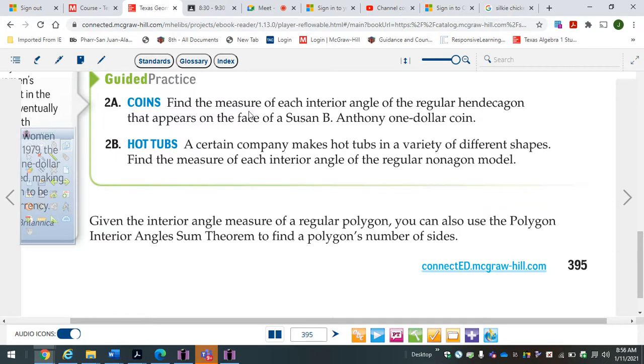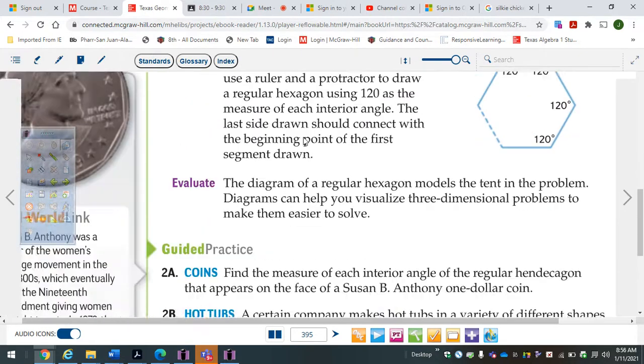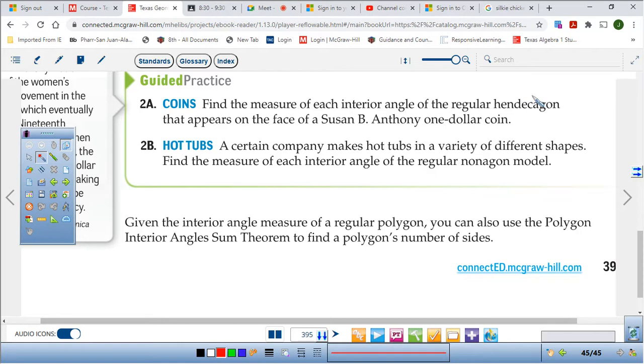Coins. Find the measure of each interior angle of the regular Heptagon that appears on the face of a Susan B. Anthony $1 coin. Okay, where is it? Is it 11? Okay. Yeah, looking at the book here, it's an 11 sides. So let's come out here, guys. Copy this one down. This is 11 sides. Nonagon, I think it's a 9 sides, for the next one.